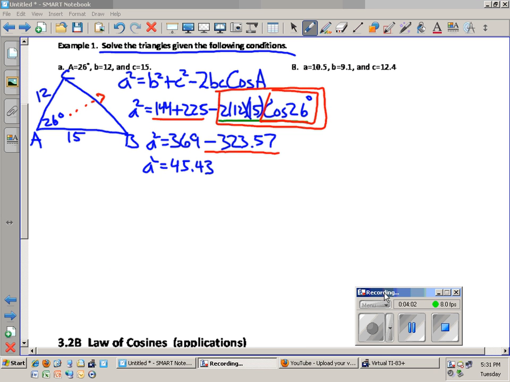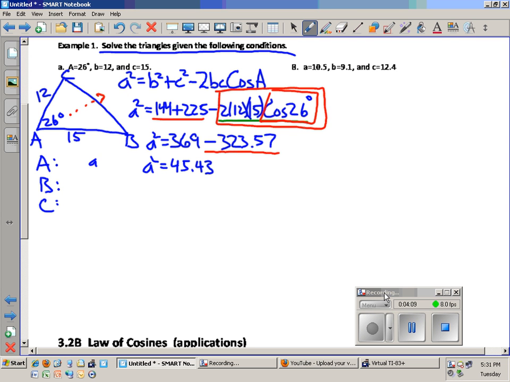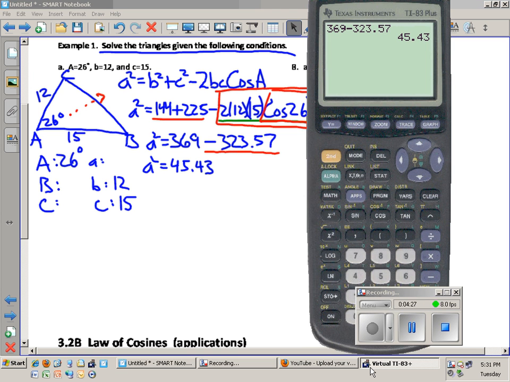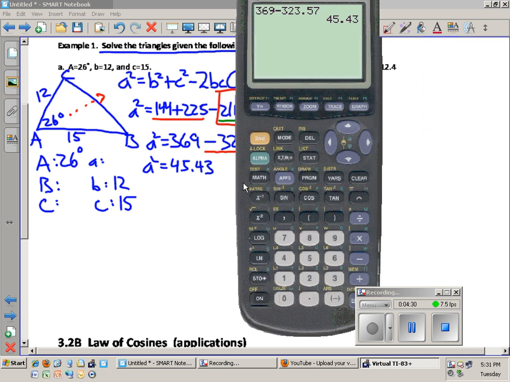I'm going to set up my angles and everything over here so I can get ready. Side A, side B, side C. Angle A, excuse me, is 26 degrees. Side A, we don't know yet, but side B is 12. Side C is 15, and we just find side A by taking the square root.